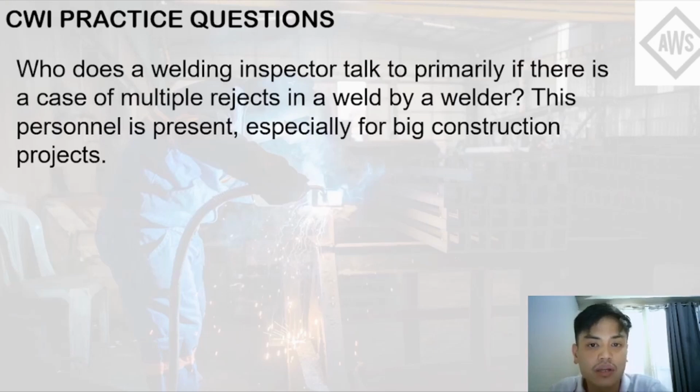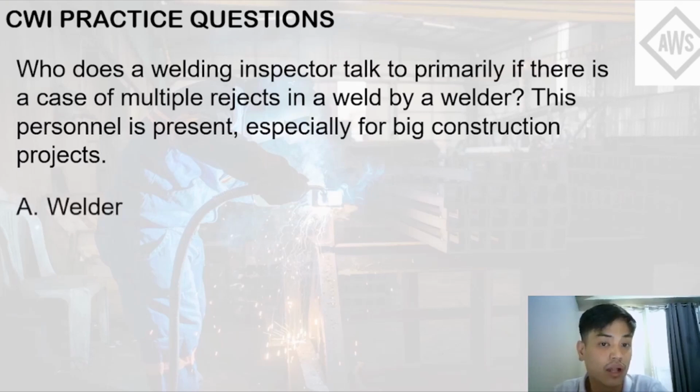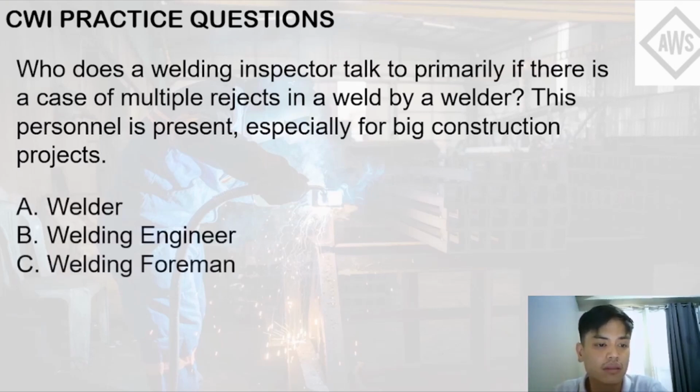Who does a welding inspector talk to primarily if there is a case of multiple rejects in a weld by a welder? This personnel is present especially for big construction projects. So I basically have this experience wherein there are multiple rejects produced by a welder, and as an inspector, as an engineer, who do I talk to to address those issues? A, welder. B, the welding engineer. C, welding foreman. D, the design engineer.